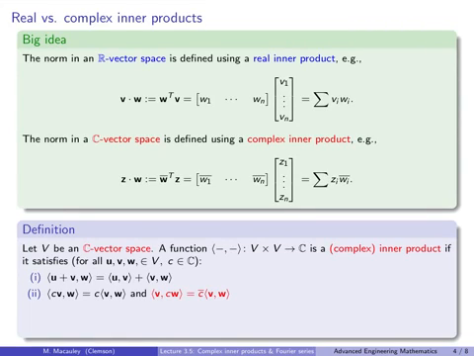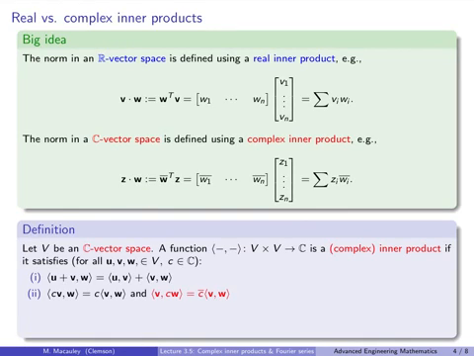The second property is that if we have a constant inside the first argument, we can just pull it out. So cv dot w is c times v dot w. But if we have a constant in the second argument and we pull it out, we have to put a bar on it in front. So v dot cw is c bar times v dot w. Let's see why this is.